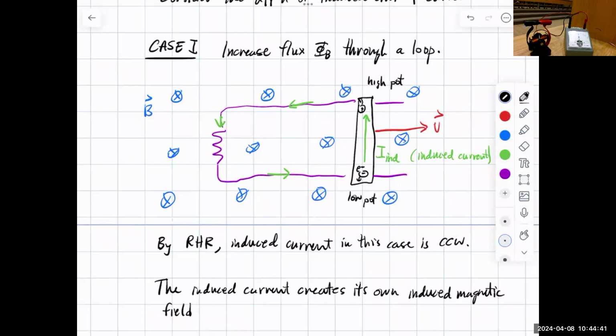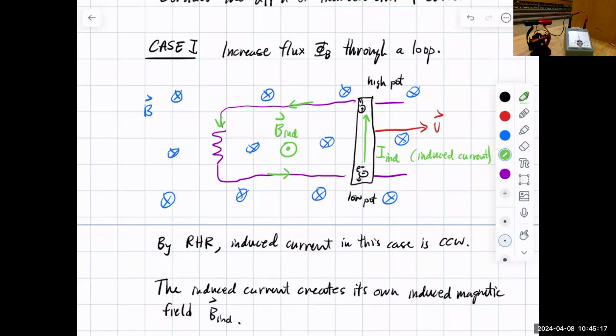I'll call this magnetic field B induced. Now, by the right-hand rule, if I curl my fingers in the direction of the current for counterclockwise sense, my thumb gives the direction of the induced magnetic field. It's coming out of the screen. It's in the opposite direction of the field that was established originally, the blue field. So this is B induced, and it's coming out of the screen.